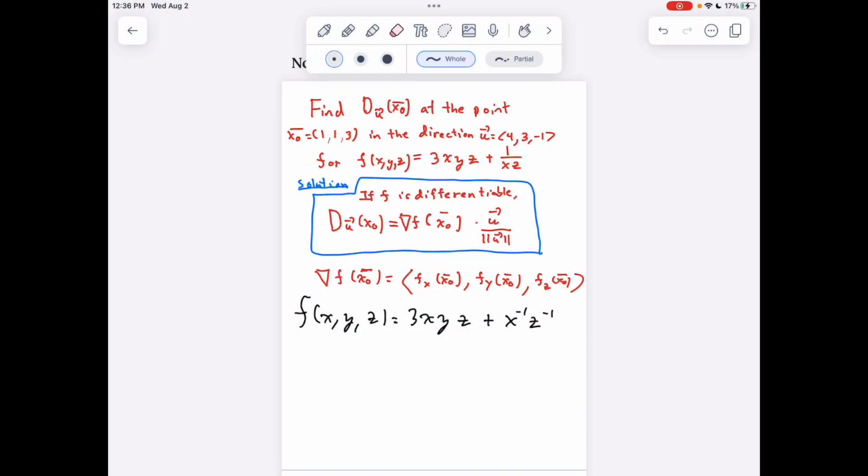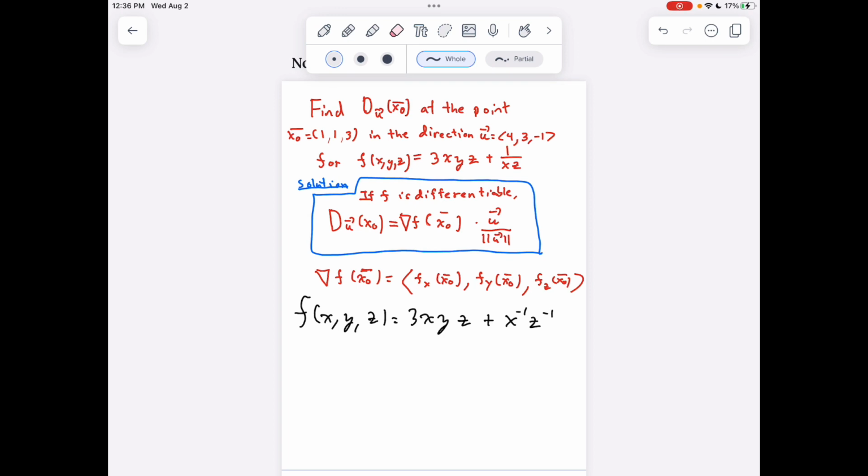All right, hello everyone. So today we're looking for a solution to a multivariable calculus 3 problem where we have to find D_u f of x sub 0, I hope I'm saying that right, that's the directional derivative at the point x sub 0, which is given as (1, 1, 3) in the direction of the vector u, for the function f of x, y, z equals 3xyz plus 1 over xz.